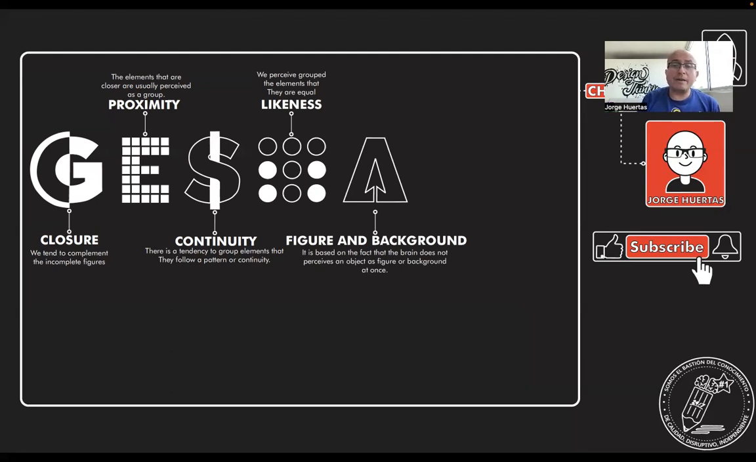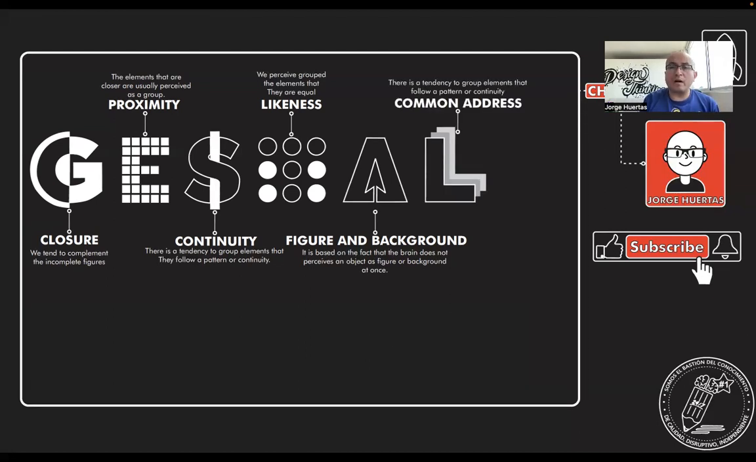Then we have figure and background, which is based on the fact that the brain does not perceive an object as figure and background at once. Here we have the letter A, and it's interesting because we think that this is just one dimension. And it is in one dimension, but the background makes us think that this is 3D because of the different ways that the lines are composed. So it's very interesting to understand that.